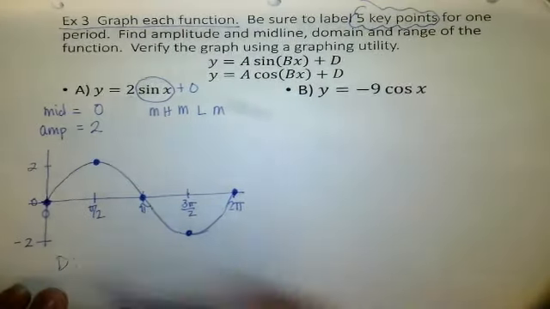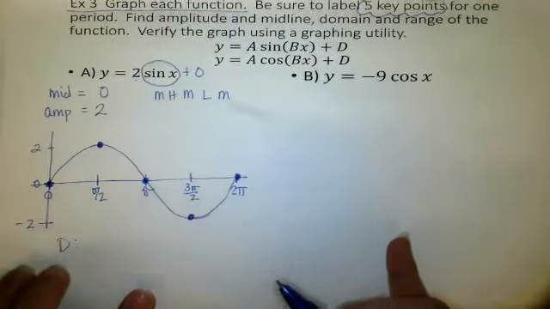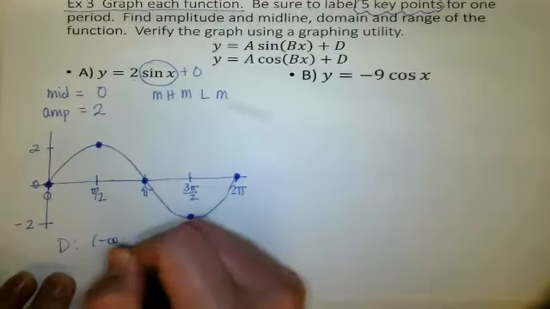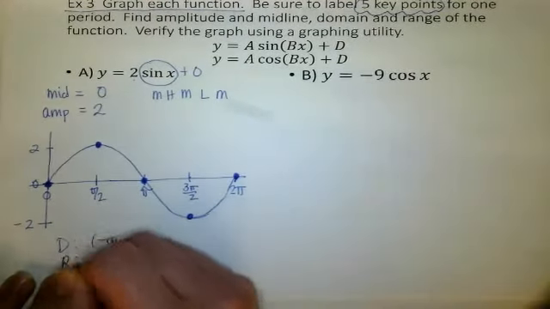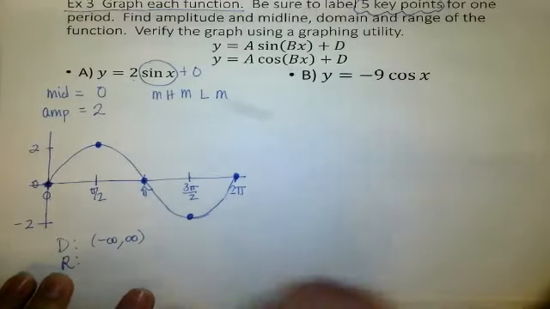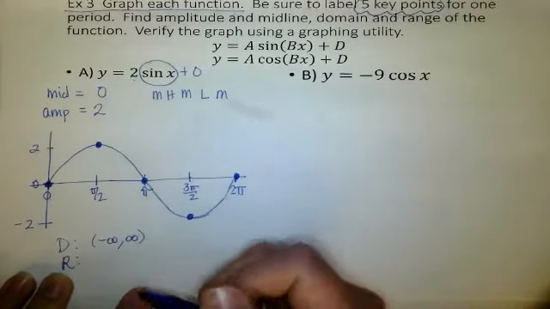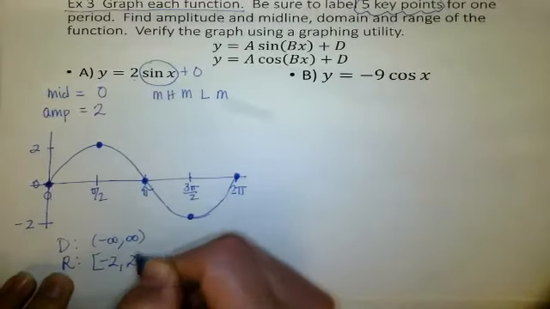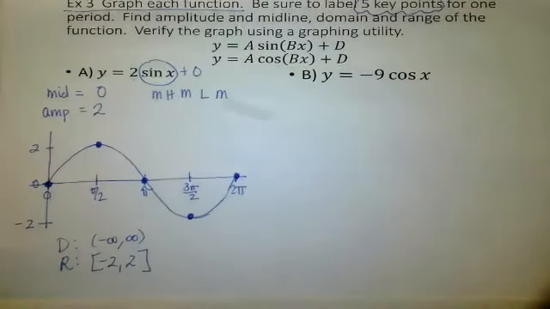What is the domain of this curve? Negative infinity to positive infinity. What is the range of this curve? -2 to +2. 4 units in length. Okay. Cool.